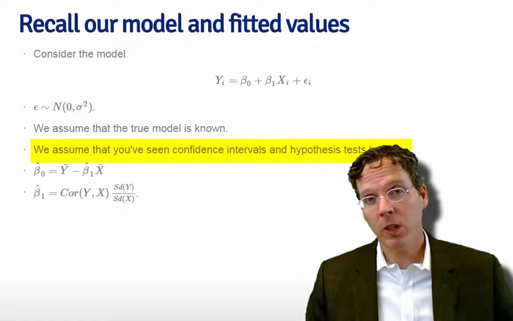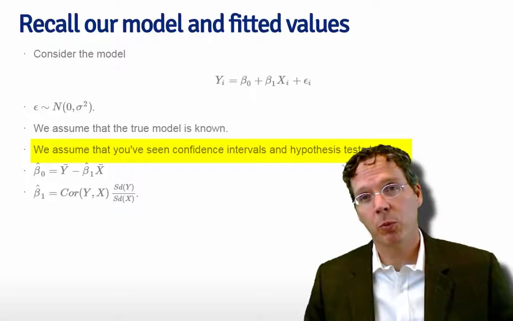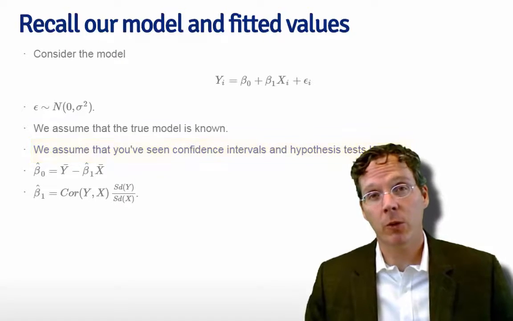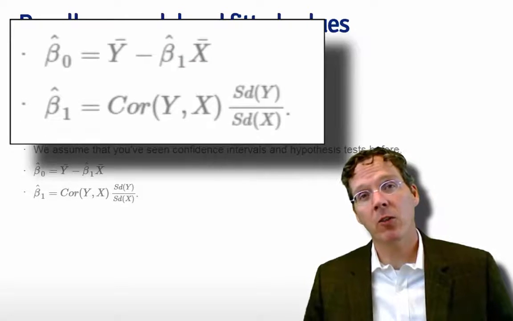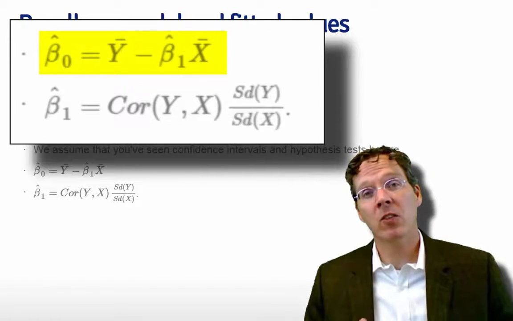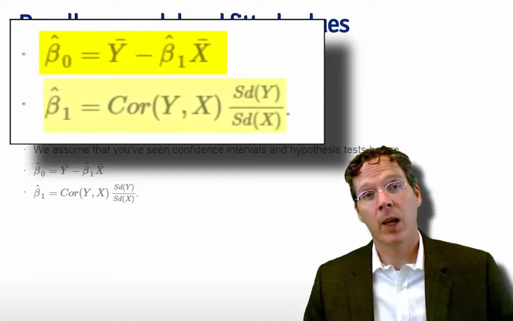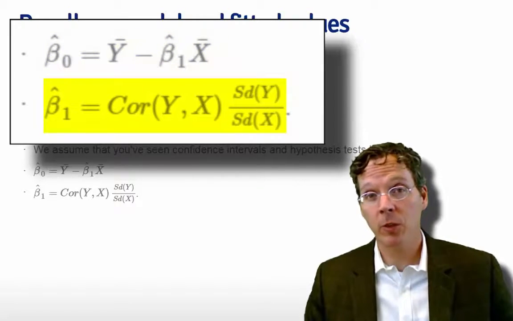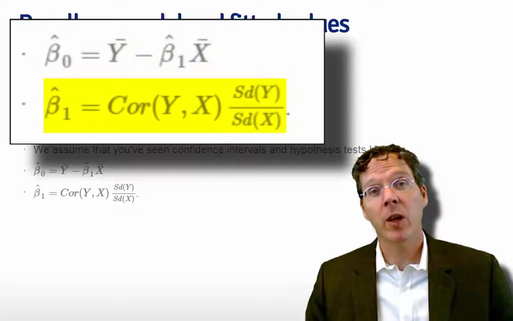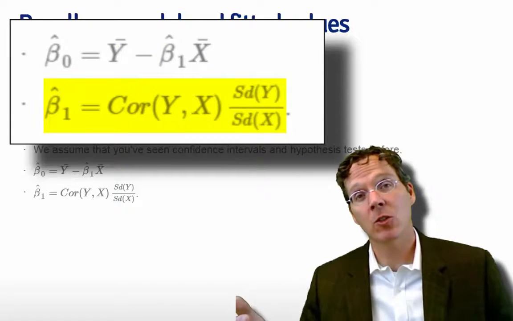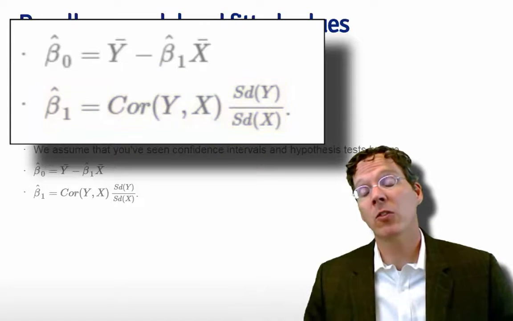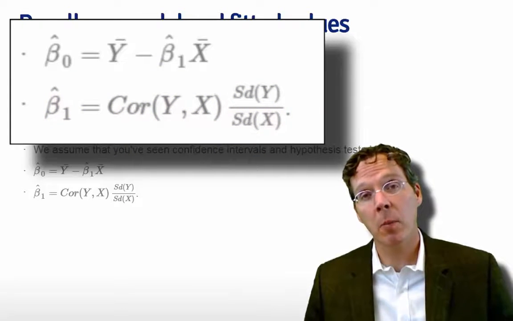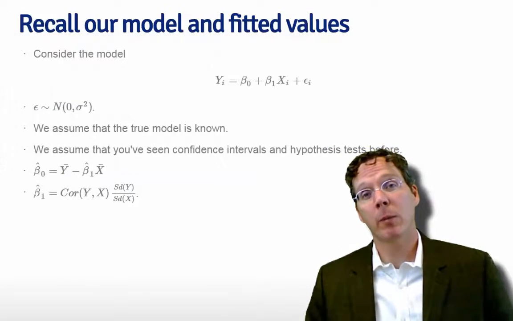I'm going to assume that you've seen some amount of statistical inference previously, so you know what a confidence interval is and what a hypothesis test is. Let's also remind ourselves that the intercept is estimated at y bar minus beta 1 hat x bar. And our beta 1 hat is the correlation between the predictor and the response multiplied times the standard deviation of the response over the standard deviation of the predictor. So let's talk about how we can perform statistical hypothesis tests about our parameters.